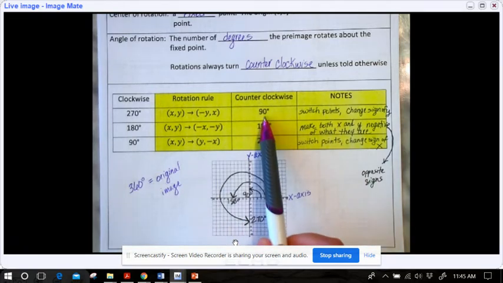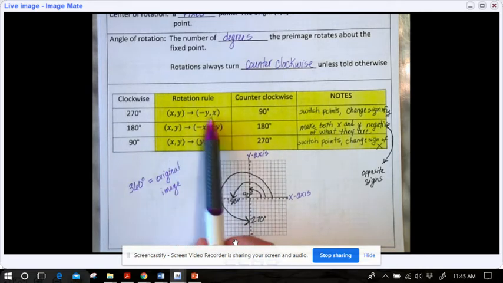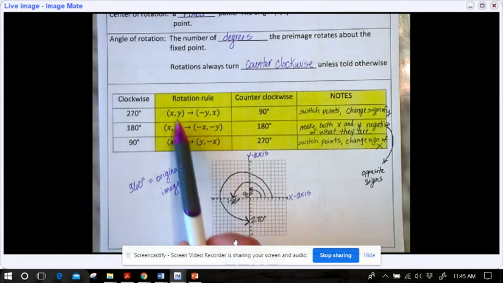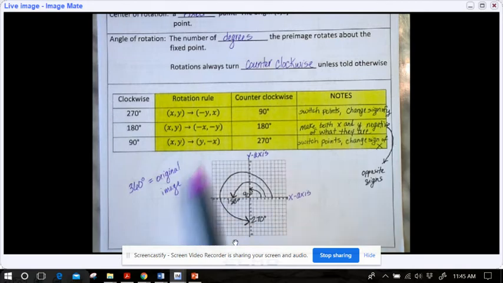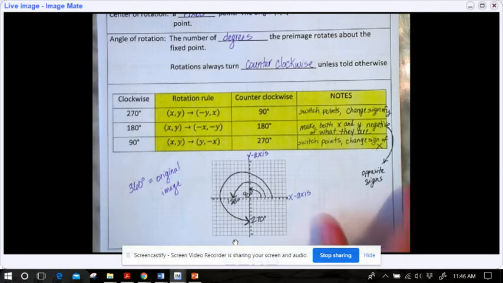I did add some notes here to help us. For counterclockwise 90 degrees, the rule is I'm going to switch the x and y values, switch where they're located, and whatever the y value is, I'm going to change the sign. For a 180 degree rotation, I keep the x and y values in the same locations, and I change both signs. For a 270 degree rotation, I will switch the x and y values, but only the x value signs will change to the opposite of what they already are. So let's take a look at some examples. We're going to look at one example of each.